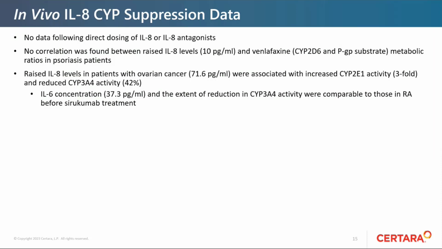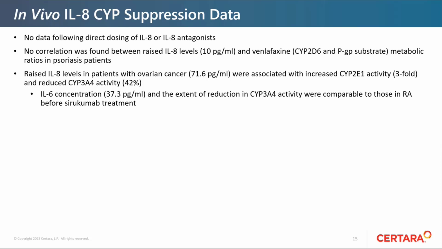And there are a few reports linking IL-8 to CYP suppression in vivo, and no data after direct dosing of IL-8 or IL-8 antagonists. So some of the examples we're looking at here are based on correlation. In patients with psoriasis, IL-8 concentrations were significantly increased. However, no correlation was found between raised IL-8 levels and venlafaxine, which is a 2D6 and PGP substrate.